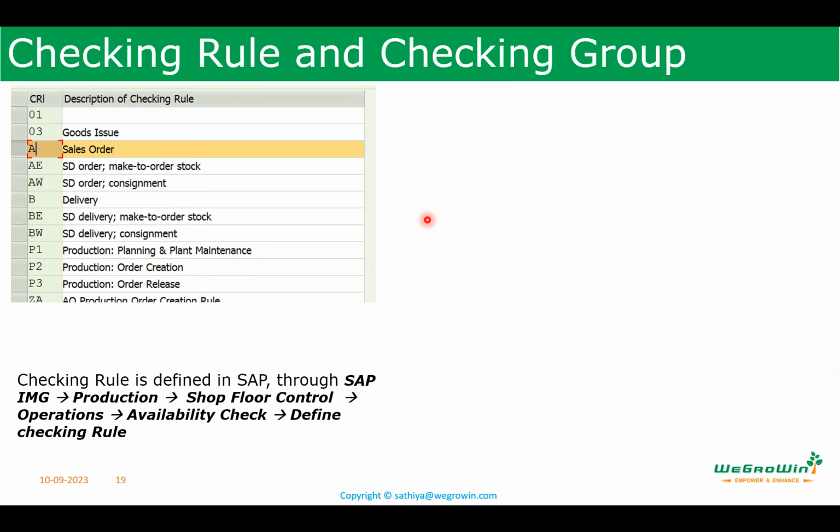Then this is the scope of check. Availability check, right? This one is very important, during the availability check, right? During production order creation, the shortage list or missing parts we have to create, right? So that time we said the checking rule and checking group combination decides. For example, there is a sales order, there is a delivery, there is a production order creation. This is the checking rule. We have to define the checking rule.